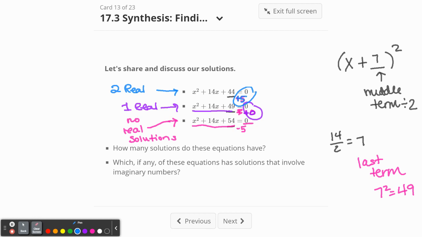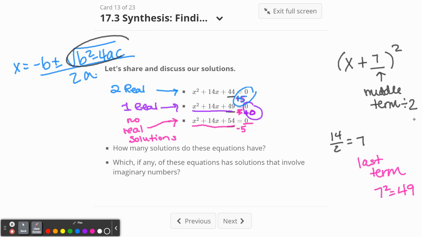How would I be able to see that information with the quadratic formula? Well, what part of the quadratic formula gives me the imaginary numbers? The root part. So if I'm trying to figure out how many solutions this is going to have, all I have to do is the root part. So on this first one, I would do the square root of b squared minus 4 times a times c. And I would do very similar work, but with a different c value on these other ones.